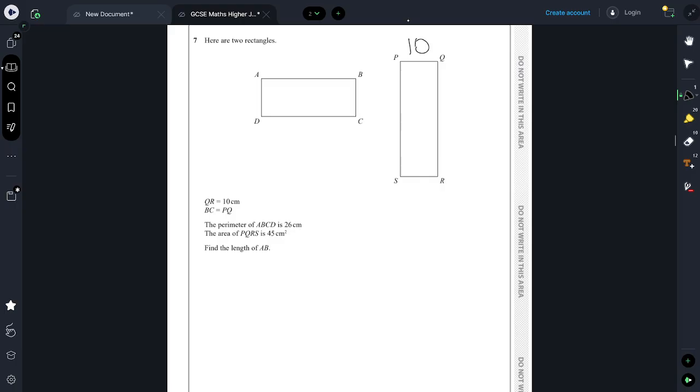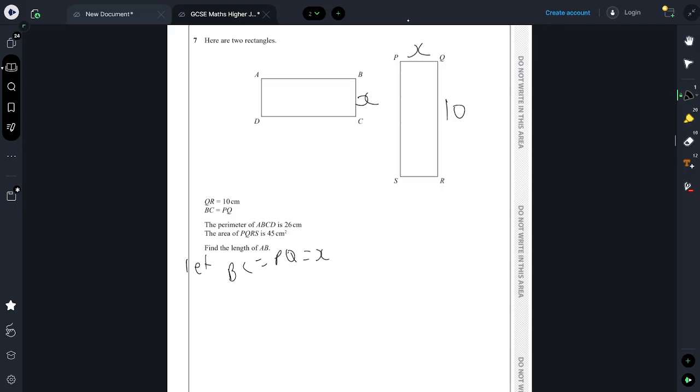Okay, so honestly, I think the best thing with this is to just label the missing sides. So we know BC is PQ. Well, if BC is PQ, we are... Oh no, that's QR. No, QR is 10. Sorry. PQ is also going to be x. Okay, you can say let x be that. So we just label that.